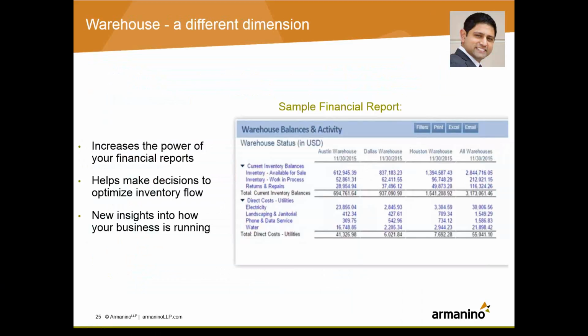So in this case specifically, we are tracking our inventory. So we want to know what's available, what's in work in process, what's in our returns and repairs. But you're just exposing an account group and then expanding by the dimension called warehouse. So new ways of reporting.